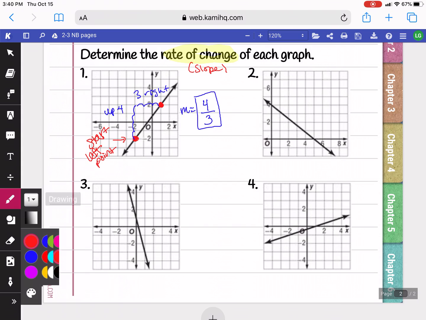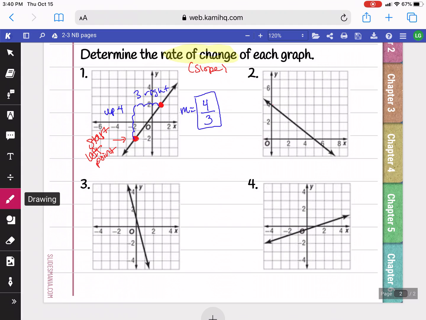On question 2, I'm going to pick 2 points. So here it crosses nicely on the y-intercept. I could actually also use the x-intercept. So from here, remember, you want to start at your left point. From here, to get to the next point, we can see it's going to have to go down. So let's count. 1, 2, 3, 4. So this one goes down 4.